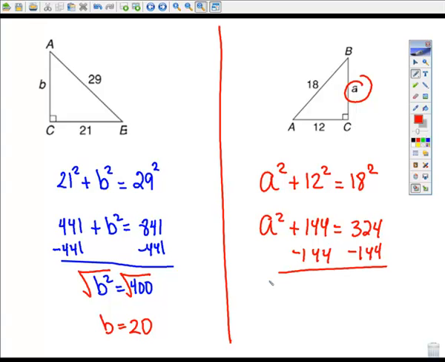So really, anytime you're looking for a leg and not the hypotenuse, you end up subtracting. And when you're looking for the hypotenuse, you end up adding. So here, a squared equals 180. 180 is not a perfect square, so I will use the calculator for this. Square root of 180 is approximately 13.42.